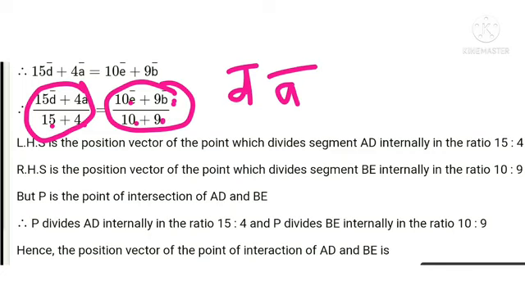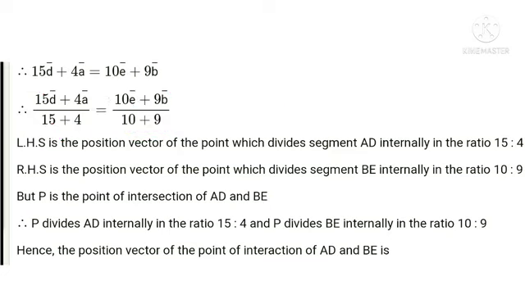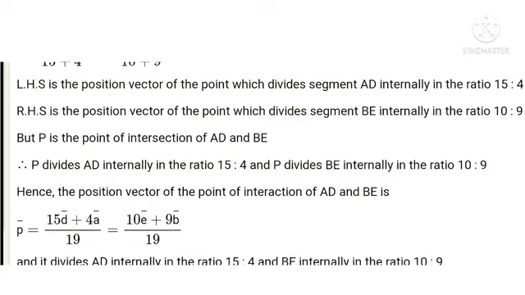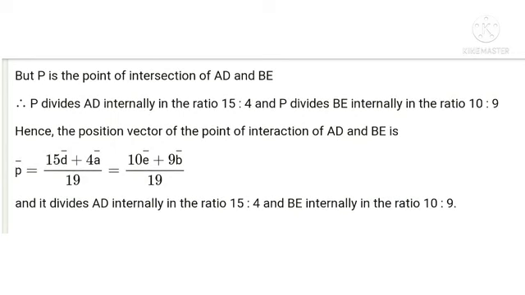But here P is the point of intersection of AD and BE. Therefore, we can say that P divides AD internally in the ratio 15:4 and P divides BE internally in the ratio 10:9. So hence we write, position vector of the point of intersection of AD and BE is P bar is equal to 15 D bar plus 4 A bar upon 19 and 10 E bar plus 9 B bar upon 19.